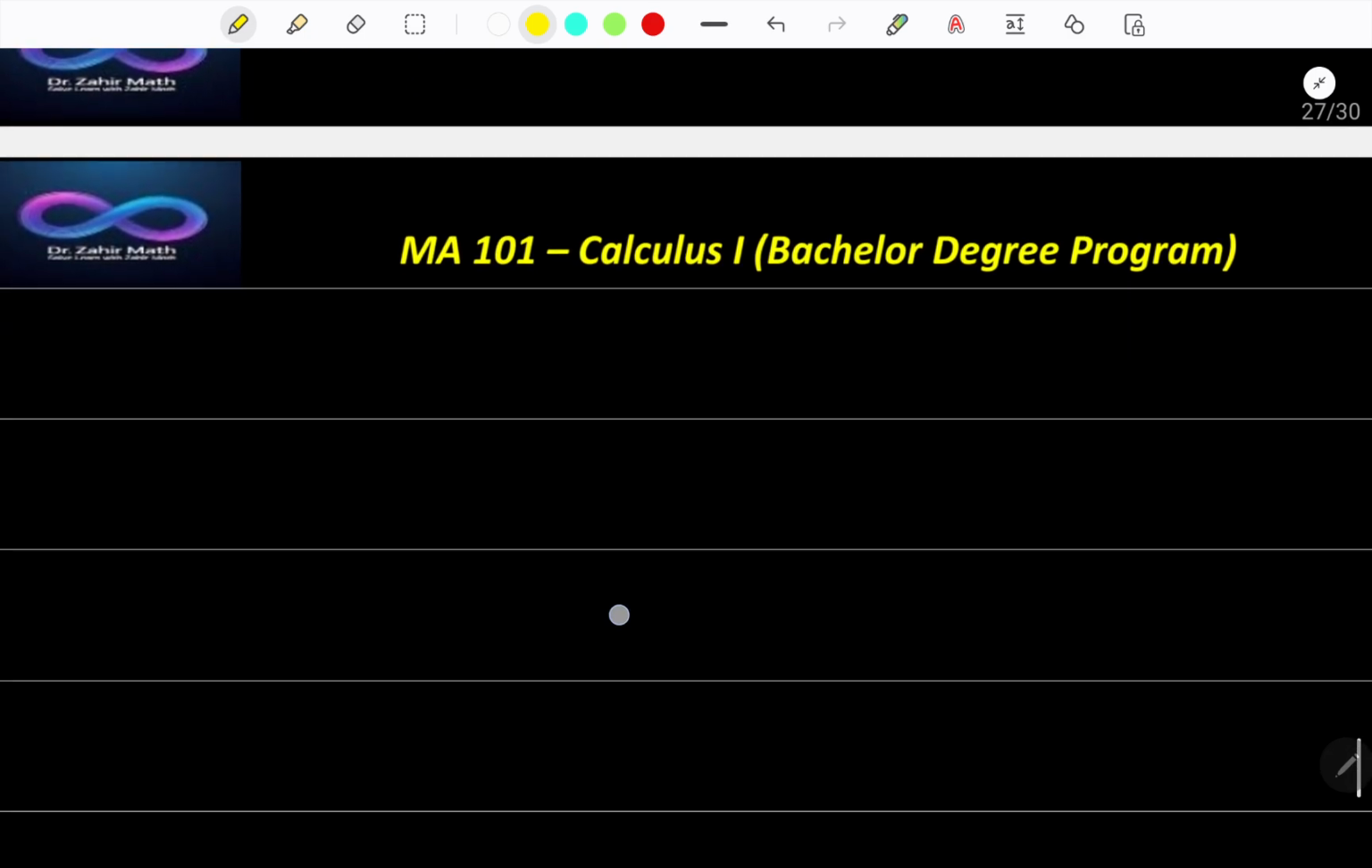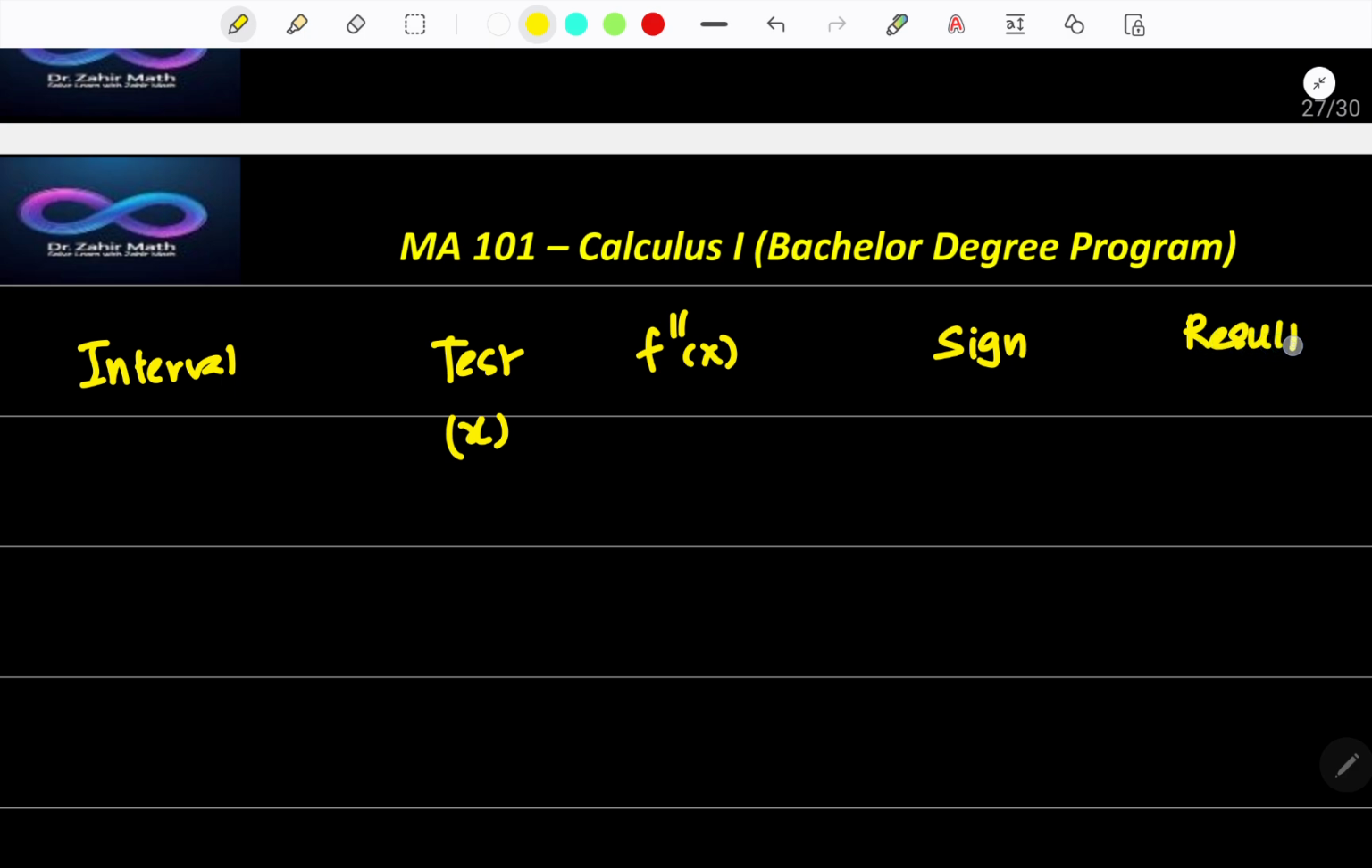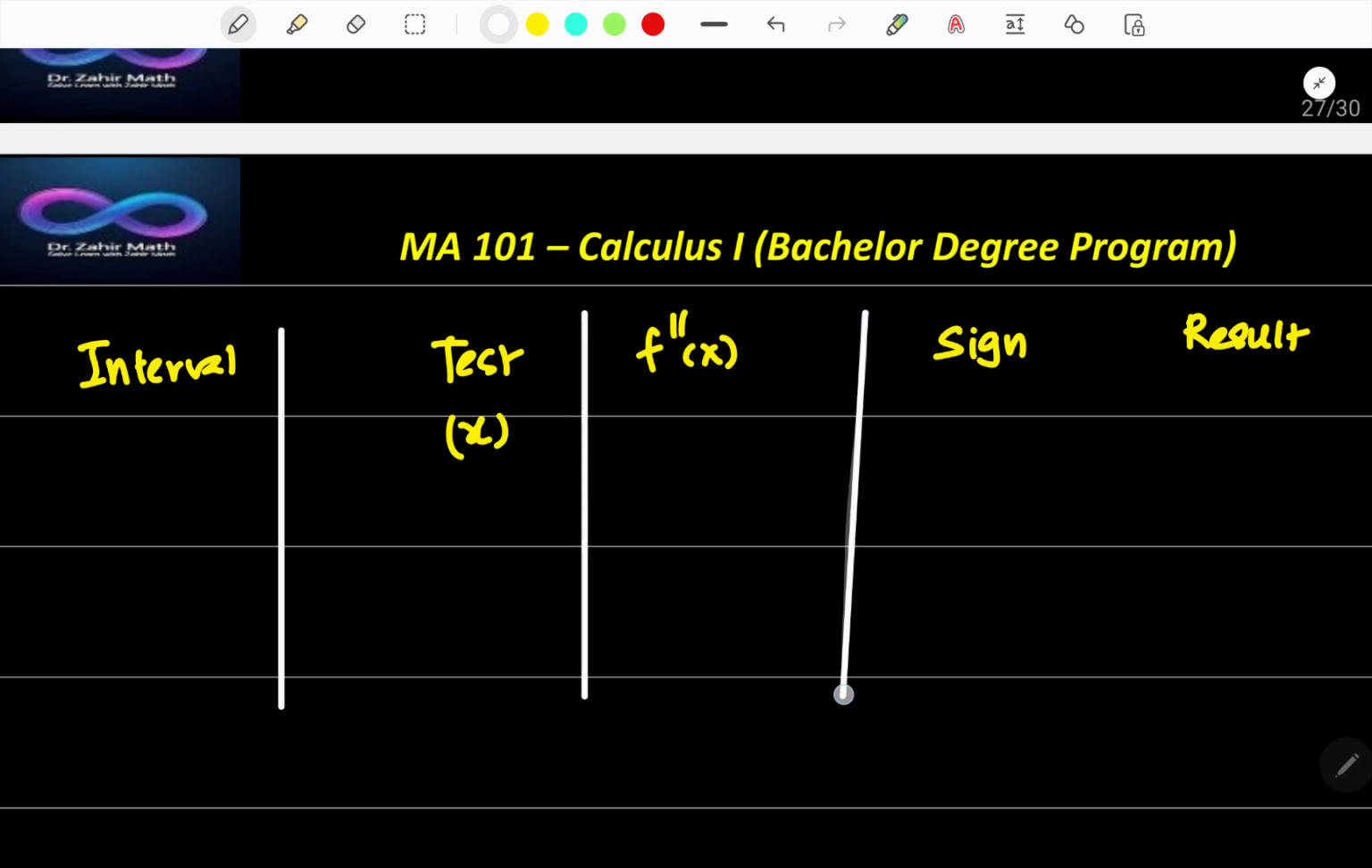So that's it. Now we are going to make the table. What is the table you are going to make? Interval, right? And then you're going to make a test value, which is x, and then f double dash of x. Then we are going to check the sign. Then we are going to write the result, concave up or concave down, right? Let's make a table: test value, f double dash of x, and then the sign, then the result.